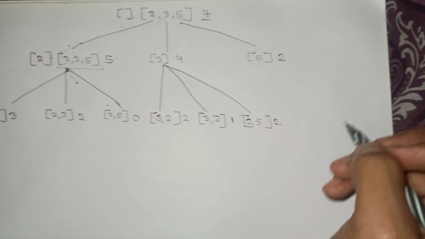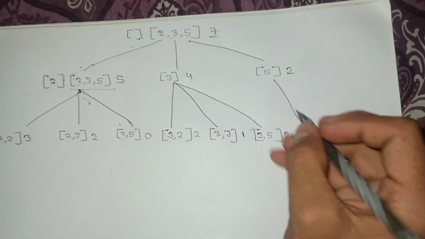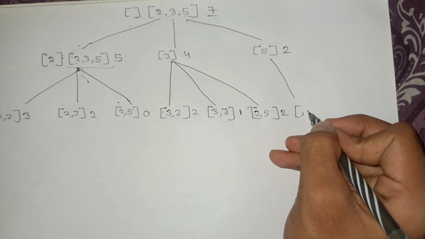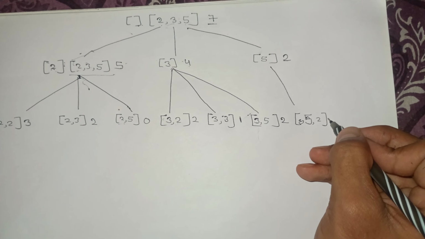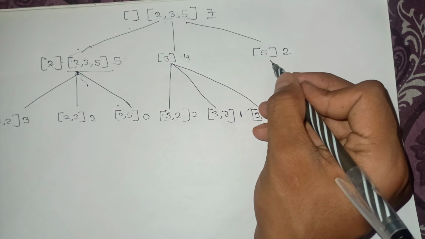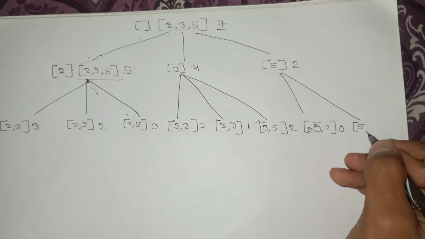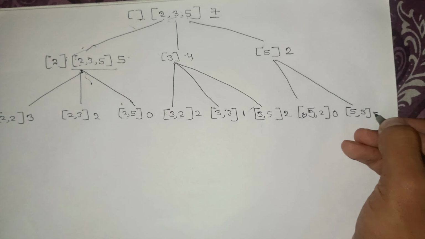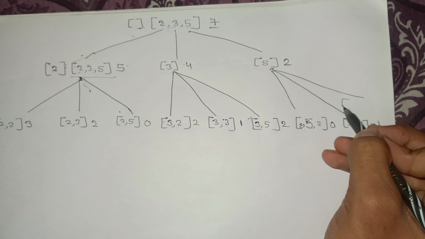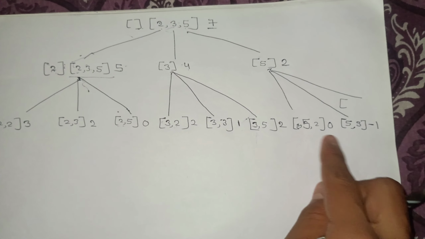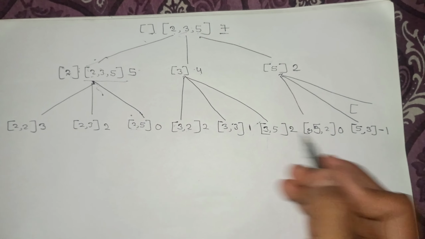You can see that it is taking very much space in the copy. So this is 5 comma 2, and the left target is 0. And here 5 comma 5 comma 3, which gives minus 1. Can you see something here? Try to understand what is happening in these branches.